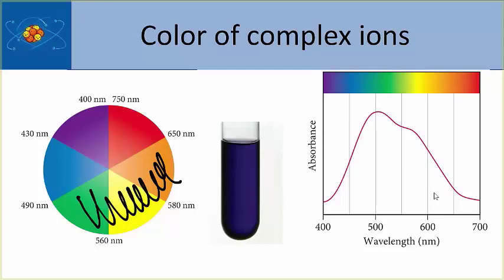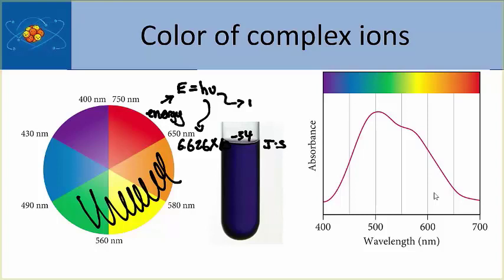Okay, so the color that we see is related to the splitting energy. You can think of it like this. If you remember, the energy of a photon is equal to h nu, E being the energy of the photon. h is Planck's constant. It's 6.626 times 10 to the minus 34 joules times seconds. And nu is frequency, and it's in 1 over seconds.